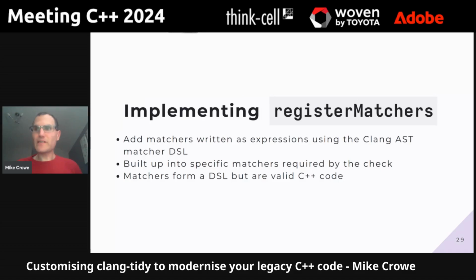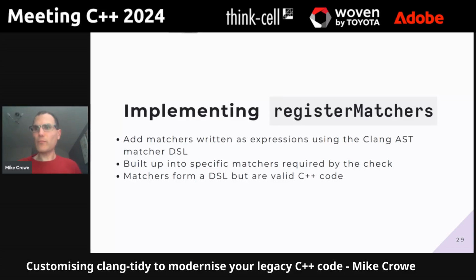So as mentioned on the previous slide, the register matches method adds one or more matches. It does this by constructing expressions using the large library of general-purpose abstract syntax tree matches. The matches form a domain-specific language, or DSL, and are built up to generate specific matches for the constructs that are candidates for the check to fix. Parts of the tree, such as identifier names, can be bound to names to refer to later.